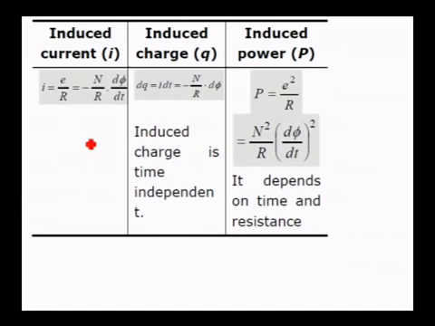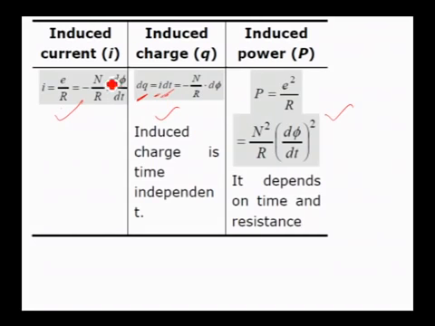There are a few expressions here. First expression is related to induced current, second expression is related to induced charge, third expression is related to induced power. Once we get an EMF, we know current is always EMF divided by the resistance, and EMF is N into dΦ/dt divided by R. But the induced charge is also obtained by taking the product of current into time, I into dt.